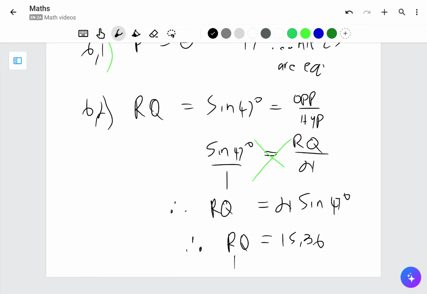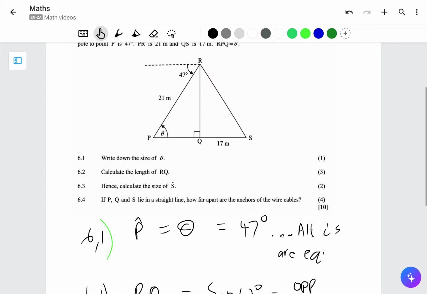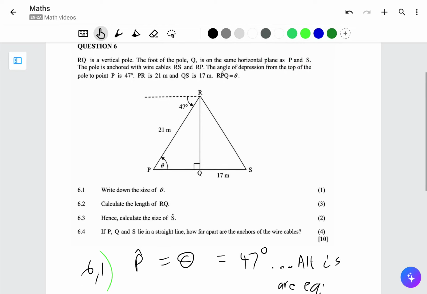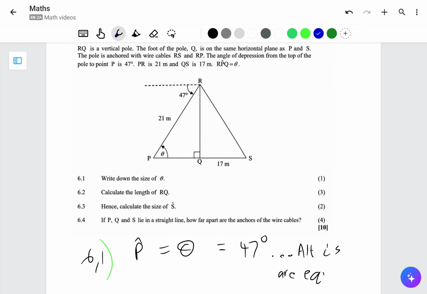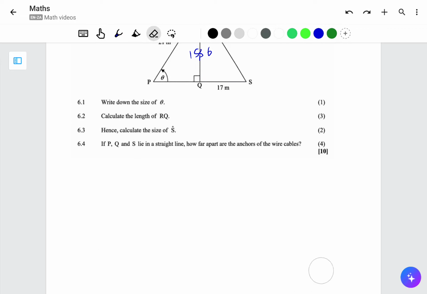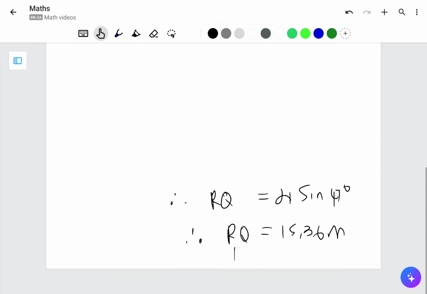Based on the information given, the unit of measurement is meters. Our hypotenuse was in meters, so that means RQ will also be in meters. So we found RQ, and it is 15.36 meters. Next question is 6.3: hence, calculate the size of angle S. I'm actually going to get some space here for this question, because we just ran out of space. I don't want to move too far from the question paper. So let's just remove all of this.